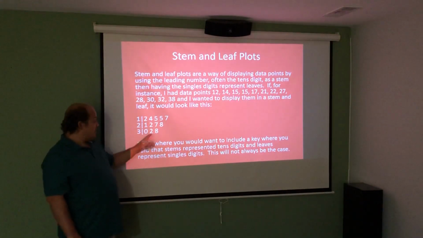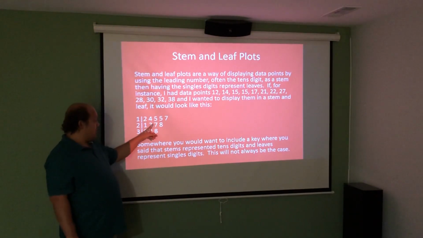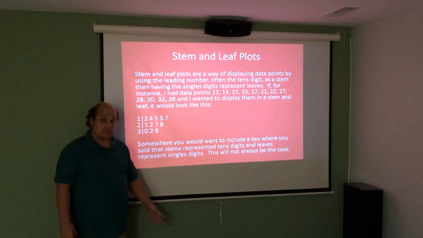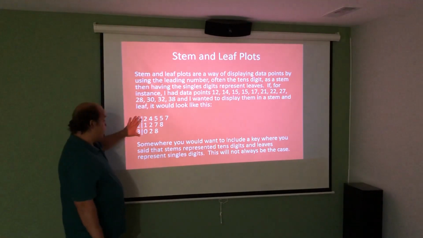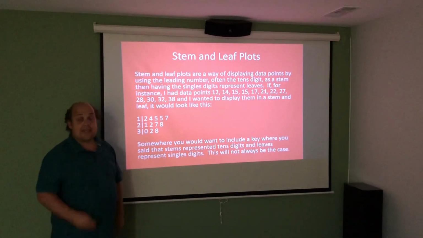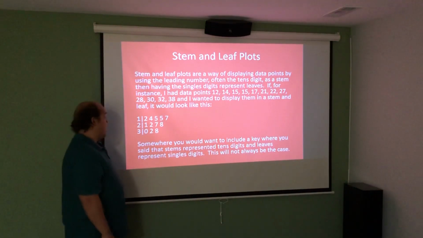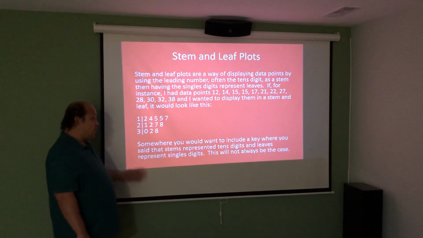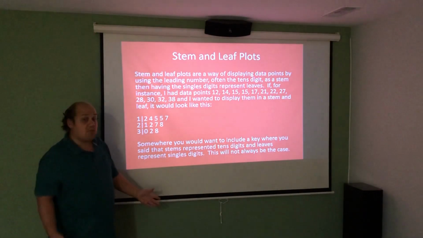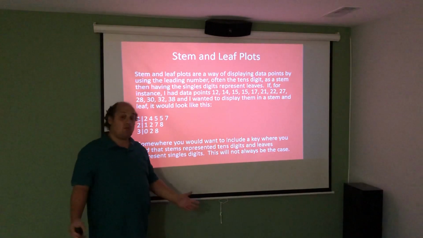When I'm reading across this line, this is 21, 22, 27, 28. This is 30, 32, 38. So basically, you just need to see it as stems are the tens that go along with all the leaves that go after it. Each leaf represents a new data point. So somewhere you'd want to include a key that says this is tens and singles digits. That's kind of what's assumed, but there's a lot of times where maybe you'd want to use other digits.